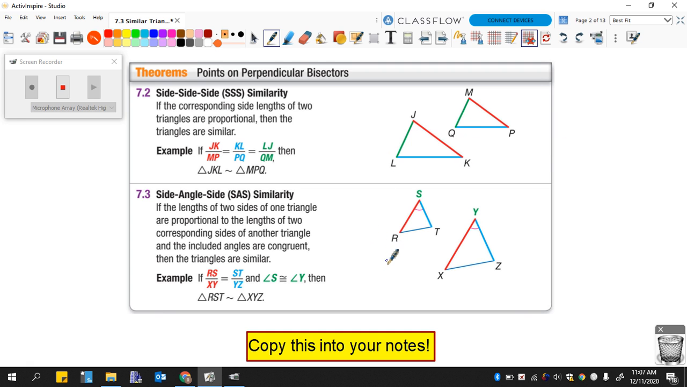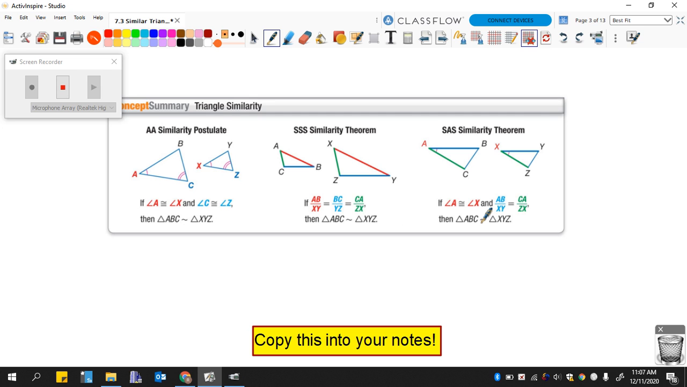And for the side-angle-side similarity, once again, the sides have to have the same ratio, and you have one angle that is congruent. Okay, so copy all that into your notes. This is just a small table showing all three of those: the two theorems and the postulate associated with similarity.